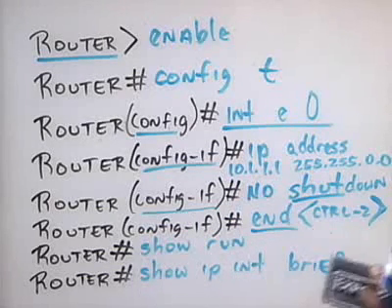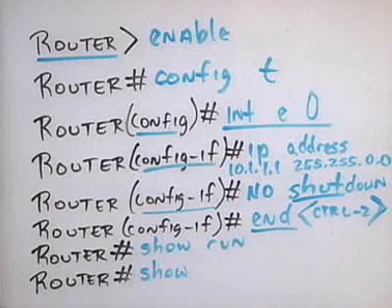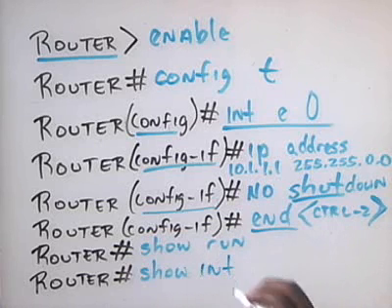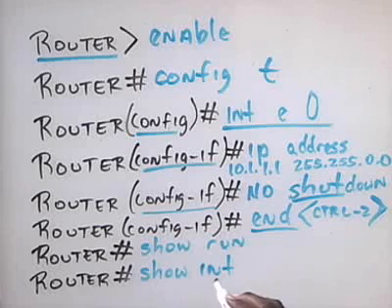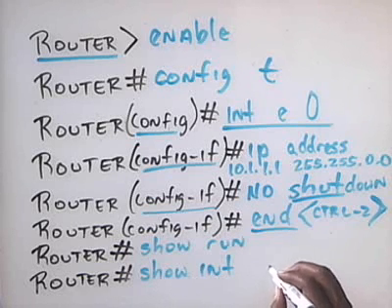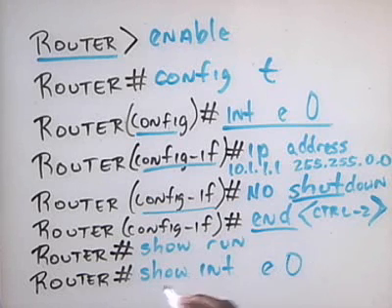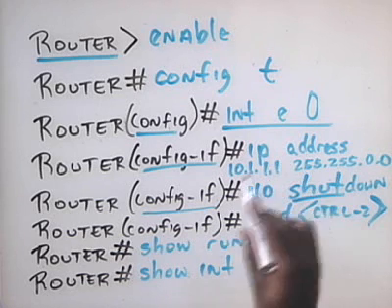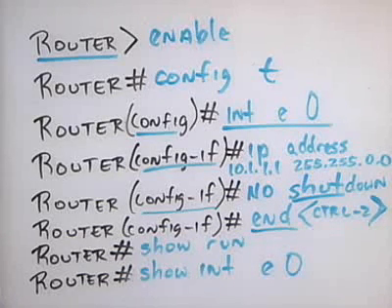Another command that you could use if you wanted to instead would be show interface or show interfaces, or you can specify the particular interface that you want, show interface Ethernet 0, and there you would see the configuration information as well.